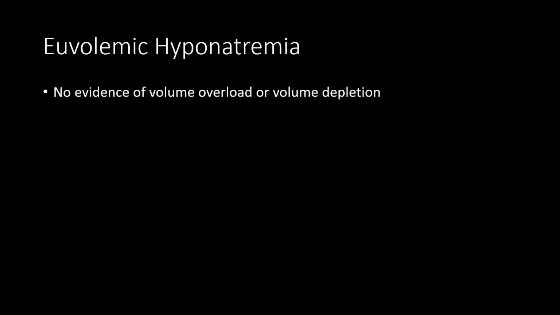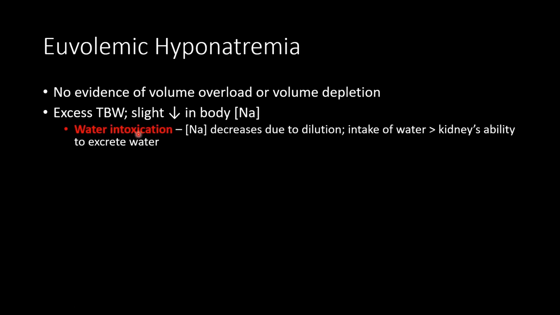So in euvolemic hyponatremia, there will be no evidence of volume overload or volume depletion. That's why the name euvolemic. Obviously, the excess total body water and decrease in total body sodium will be there. Some other causes are water intoxication. Imagine there is water intoxication, meaning excess body water is there. Someone has drunk a lot of water, and the kidney's ability to excrete the water is less. That means that excess amount of water that the person has taken will get retained inside the body. So it will dilute the sodium and it will cause euvolemic hyponatremia.